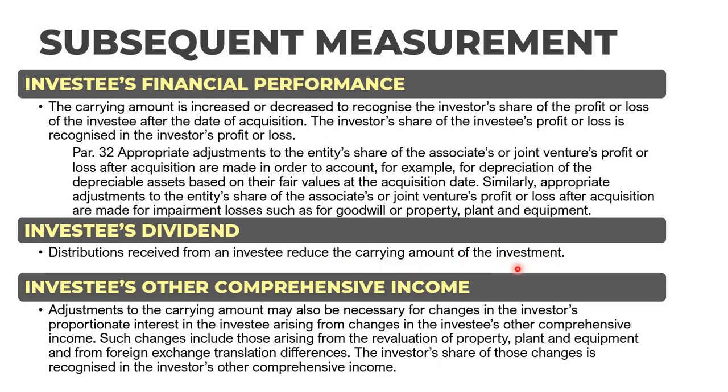Kaya, nung nag-declare si investee ng dividendo, specifically cash dividend, binawasan natin yung investment in associate nating account. Kasi nga, ginagaya natin yung movement sa net assets or equity ni associate, which is also a reduction. Then, investee's other comprehensive income. And this will complete the comprehensive income of the investee.